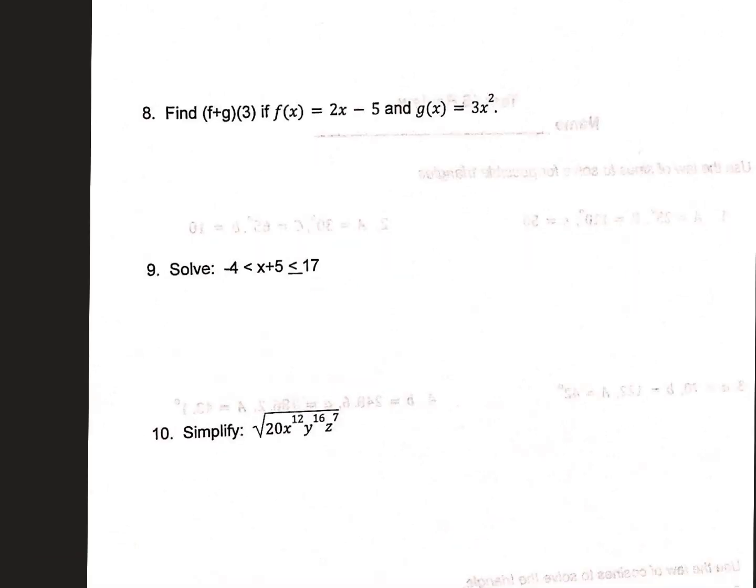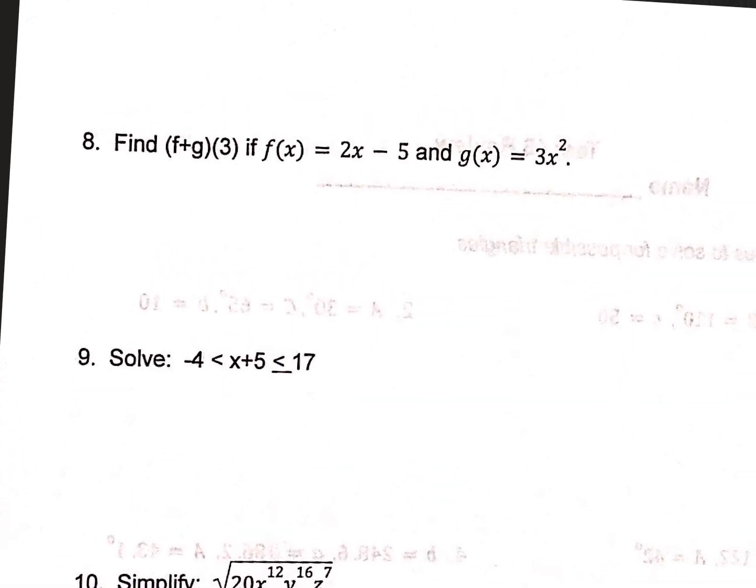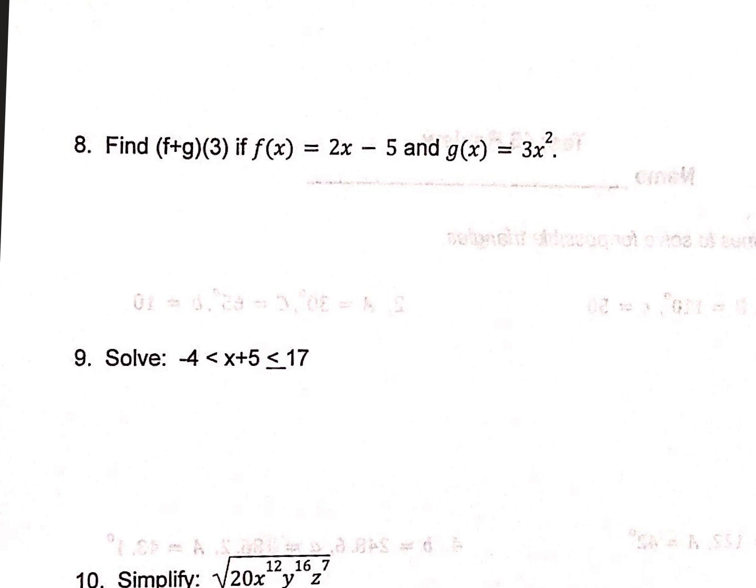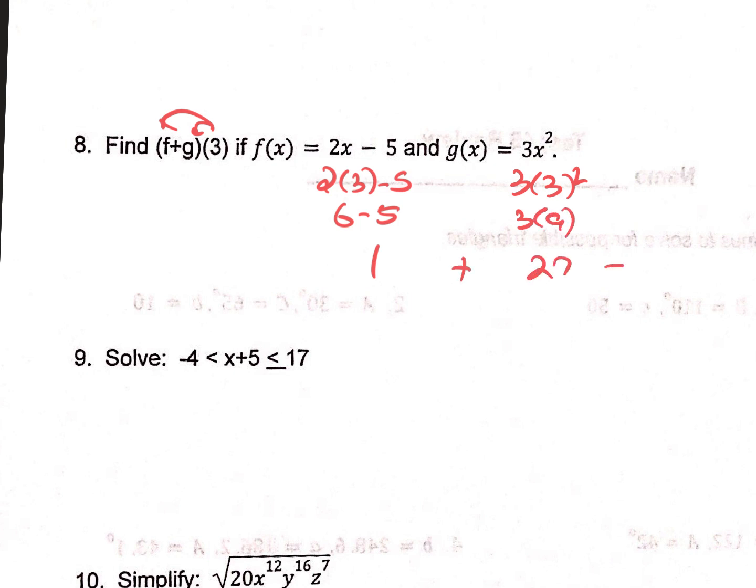That's a gift. Number 8 says find f plus g of 3. Now there's 2 ways to do this. I think the easiest way is I'm going to plug 3 into f and g and just add the 2 answers together. If I plug 3 into f, I'm getting 6 minus 7, which is 1. If I plug 3 into g, I'm getting 3 times 9, which is 27. And it says f plus g, so I'm just going to add the 1 and the 27. Get 28. That's all there is to that. I kind of wanted you to remember that from first semester.